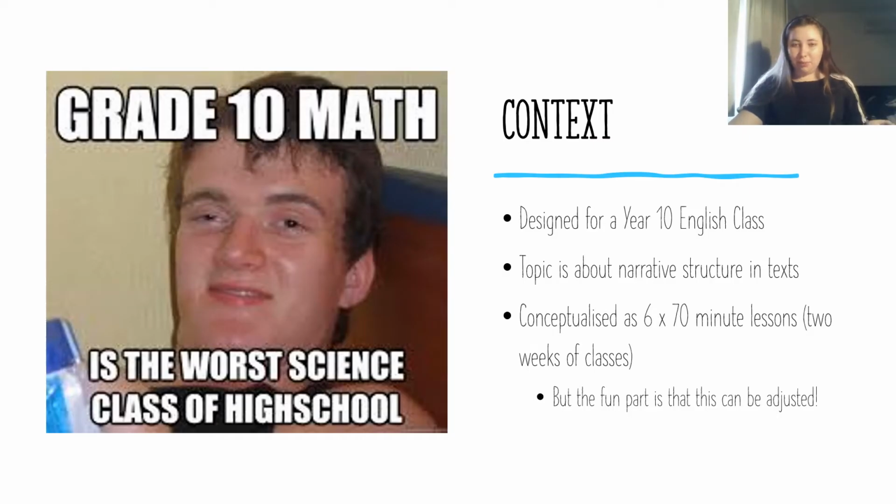Some quick contextual points. I chose to design this task for a Year 10 English class because it builds upon prior knowledge they would have learned in previous year levels, and it does so in a kind of complex way. Adding in the numeracy opportunities again makes it a more ambitious task. The topic is narrative structure in text, so if you're familiar with the terms orientation, climax, and resolution, this is essentially what we're talking about in this unit. And finally, I believe that this task, as I've designed it, would take about 2 weeks of lesson time to cover.